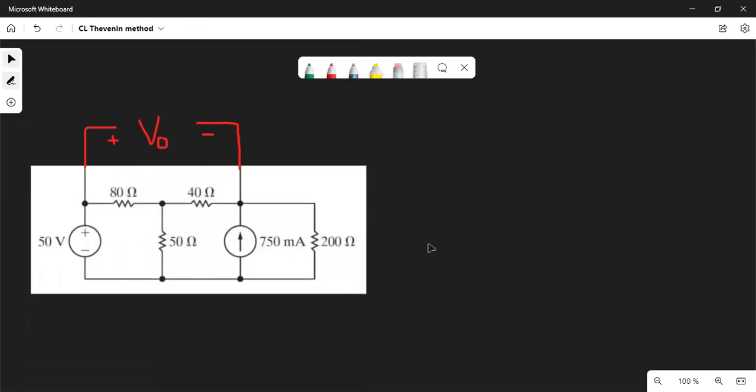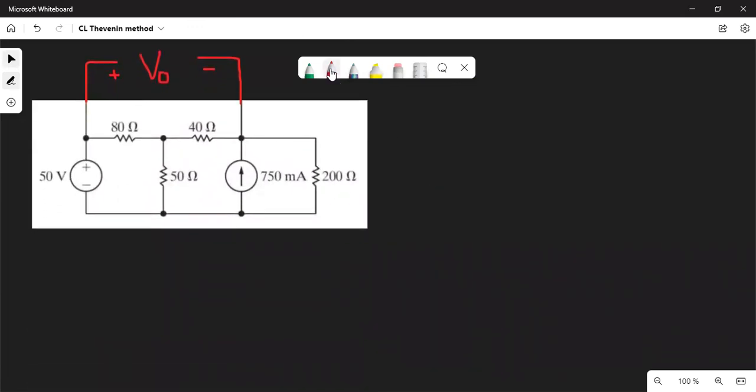Let's calculate V0. If this equals V0, and if this equals 50 volts, we should first identify our reference. Let's make this the reference. Then the electric potential here is just 0. If this is 0, and this is 50 volts, then at this point we should have 50 volts of electric potential.